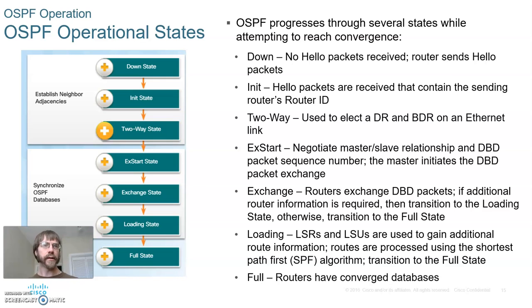And then once they all have the same LSDB, they take that LSDB and push it through the shortest path first algorithm. Each router generates its own SPF tree for the topology, and then they transition to the full state. They have converged databases, and they have routes that they can now install into the routing table. So step one is to establish our neighbor adjacencies.